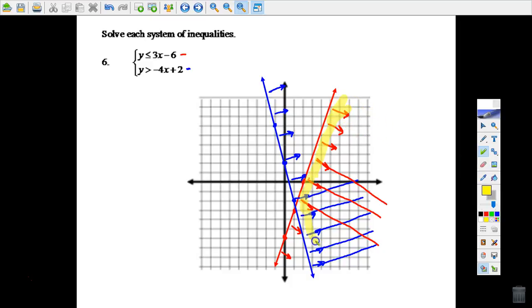That represents the solution to a system of inequality. So all of this area is the solution. Any ordered pair that you wanted to pick in the shaded region will make both of these true.